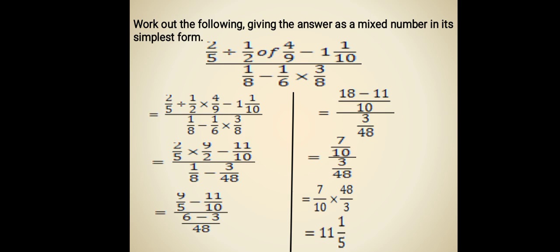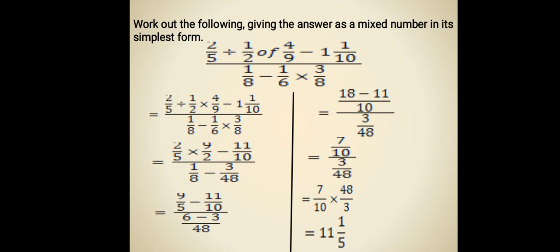Now, look at this sum. You have been told, work out the following, giving your answer as a mixed number in its simplest form. Now we have 2 over 5 divided by a half of 4 over 9 less 1 and 1 over 10, all over 1/8 minus 6 minus 3 over 8.